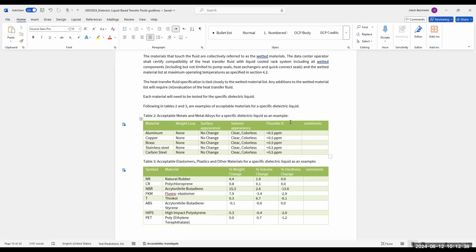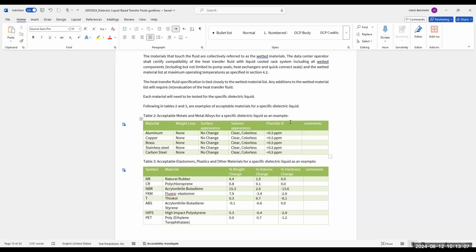Just to pull your attention, if you look at the table of the elastomers, you can see that, for example, NBR has grown in weight and lost in hardness. This is a material I would not use with this specific liquid in this example. Hey, Shahar, with this table, I think it's a great idea to have some examples.